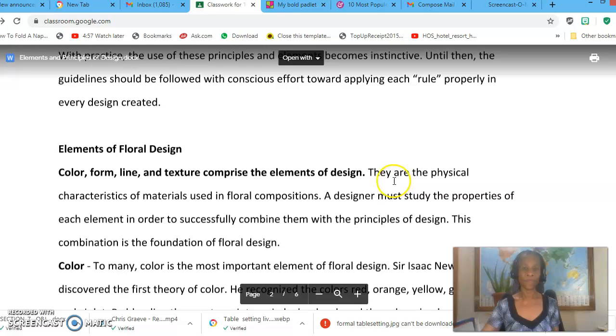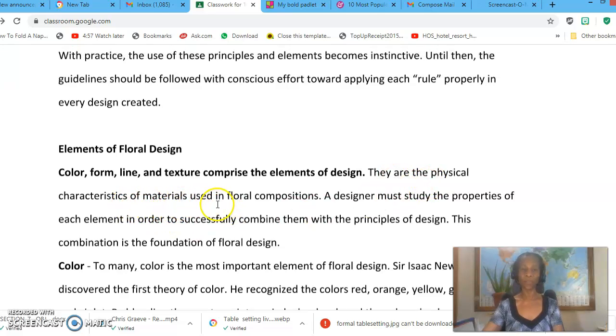Now, these are the physical characteristics of material used in floral composition. You can actually see them. So you see the color, say it's red. You can see the line, say it's running from top to bottom or it's going across. You can see the texture. You can see that the flowers are smooth or rough.